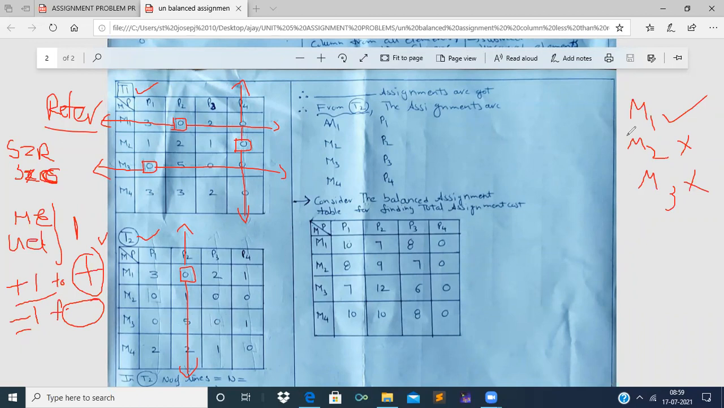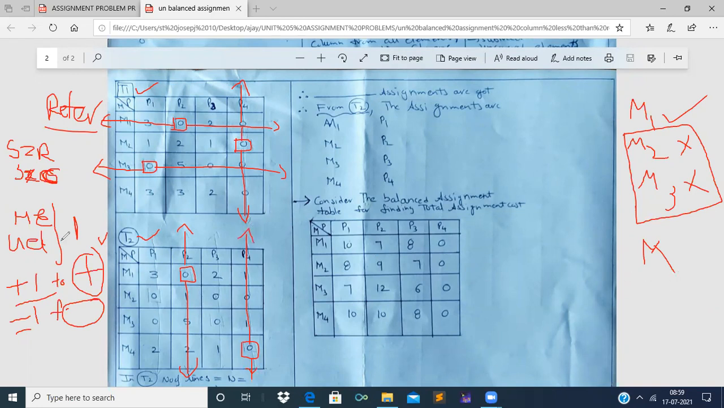Don't disturb this M3, right? M2 and M3 rows should not be disturbed. Why? Because M2 is containing 3 zeros and M3 is containing 2 zeros. And if we proceed for M4, M4 row is containing a single zero. Therefore, we give assignment to this zero and we will strike off the column P4 as the assignment is done in the P4 column.